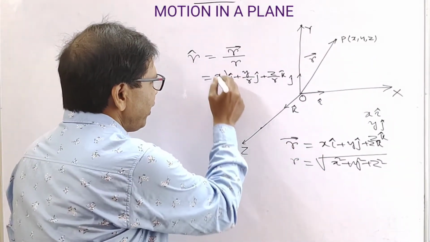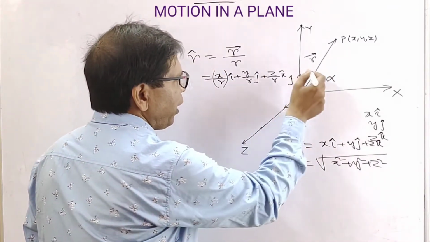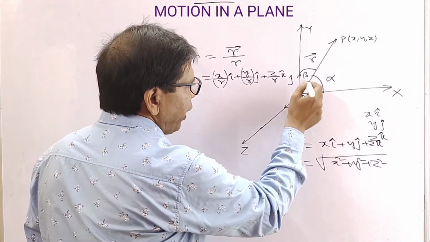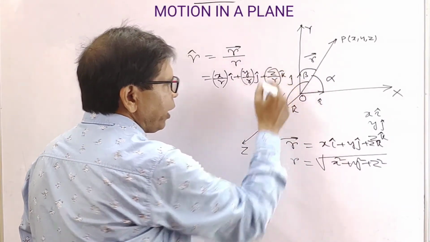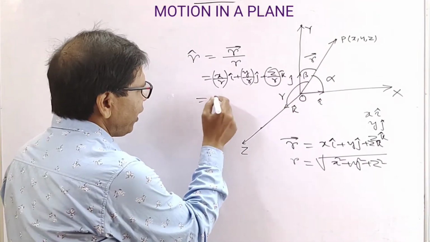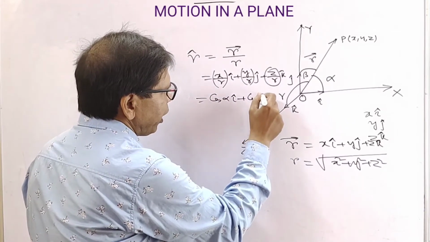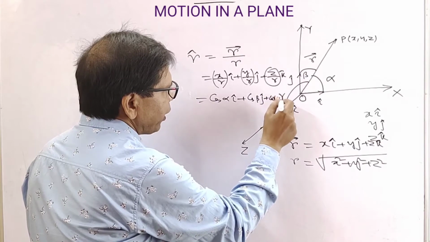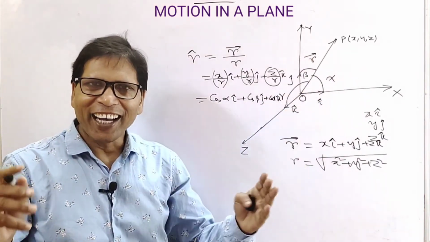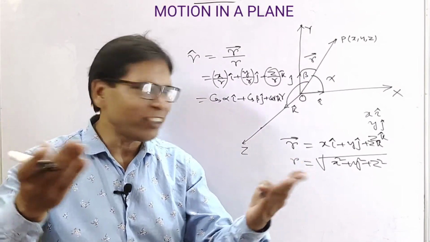Now look at this, x by r, if this is the alpha, so this is the cos alpha, y by r, this is the beta, so this is the cos beta, and if this is the gamma, then z by r is the cos gamma. Where cos alpha i cap plus cos beta j cap plus cos gamma k cap, where alpha, beta and gamma are called direction cosines. What is the relation among direction cosines?